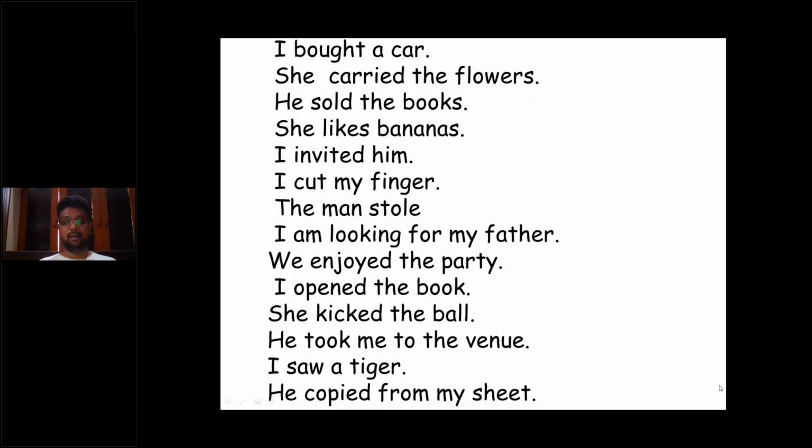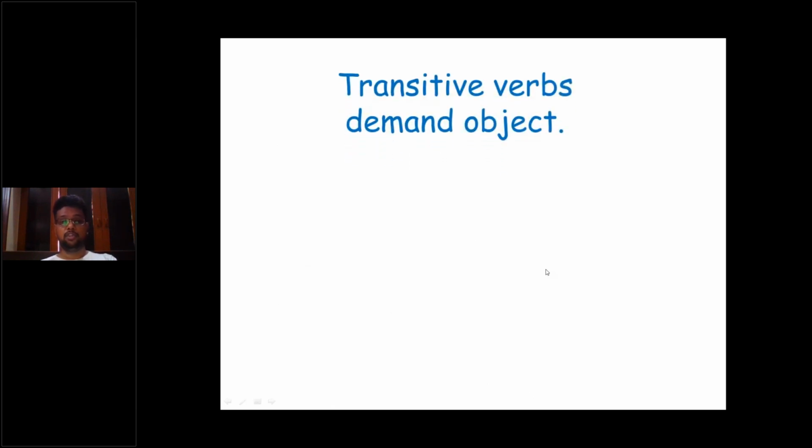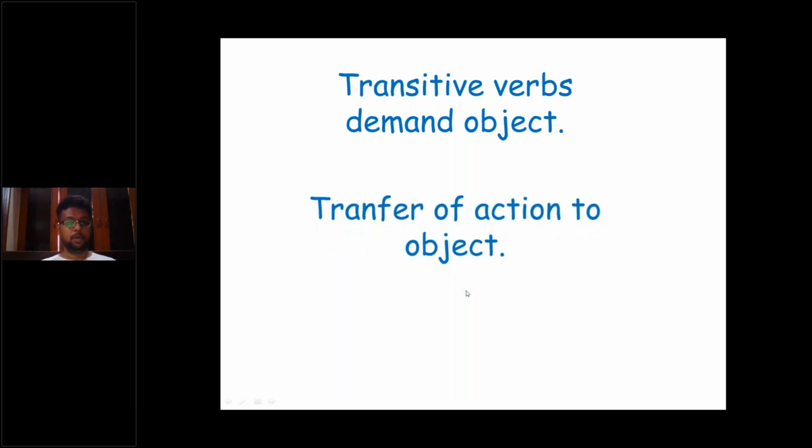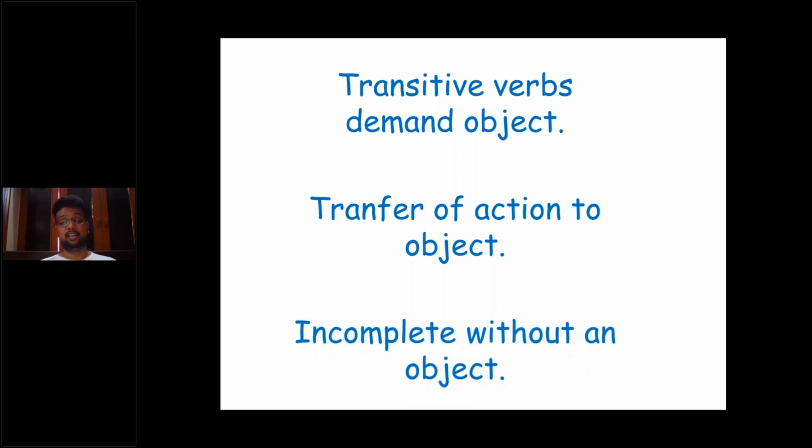Now these are the complete sentences. Earlier they were incomplete. So whenever we talk about transitive verbs, what do we have? Transitive verbs demand an object. Transfer of action is done to the object. And what else? These sentences are incomplete without an object.